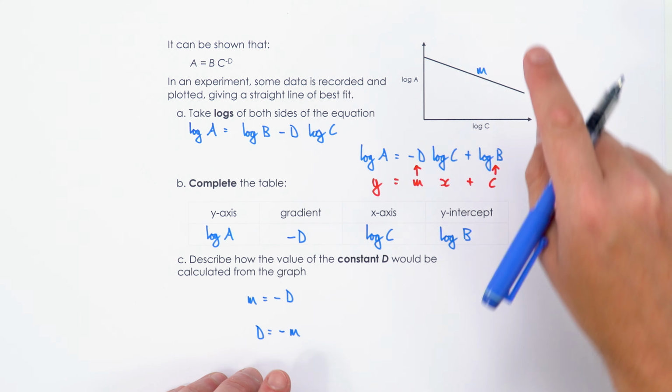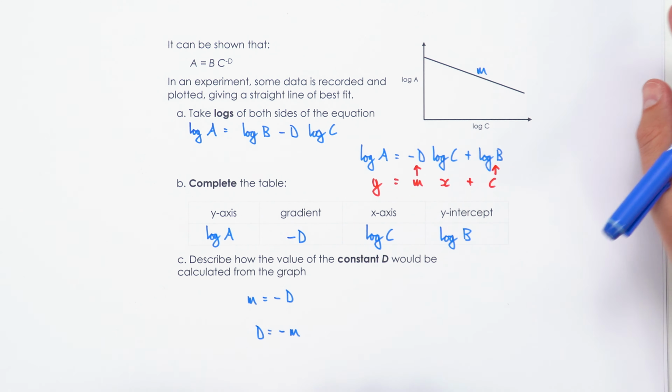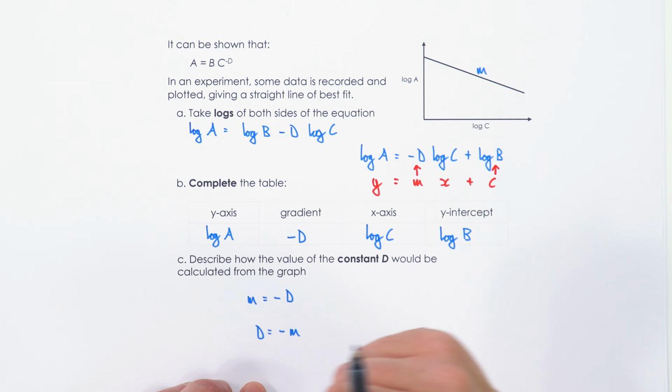So all we need to do is work out the value of the gradient, multiply it by minus 1, and that's going to give us the value for D. And that again is why it's so important to be able to do stuff with logs in order to look at the relationship between two or more different quantities.